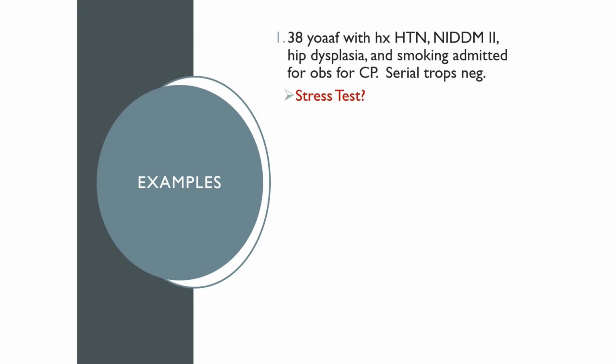So you may consider EKG stress testing. However, this patient has hip dysplasia and may not be able to walk briskly enough to get the desired heart rate. With this said, I would probably order a dobutamine stress echo. However, take into account if the patient has large breasts or COPD from smoking, as big lungs and breasts may diminish cardiac windows.